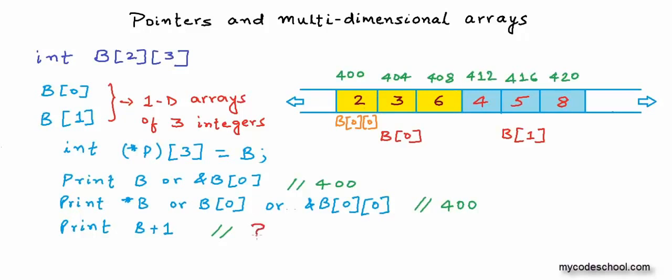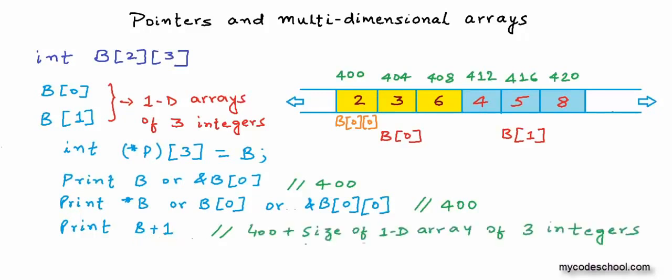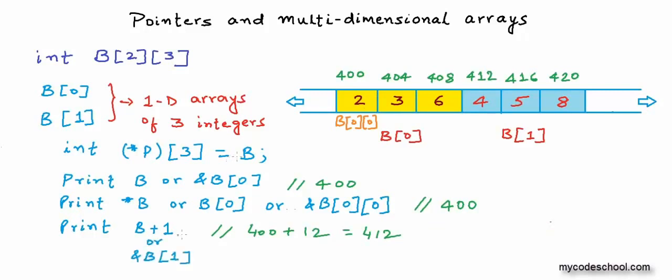The address of a block is the address of the first byte in the block. Okay, so what will be the value of b plus 1? B this time is returning us a pointer to a one-dimensional array of 3 integers. So if I do pointer arithmetic like adding 1, we are moving to the next 1D array of 3 integers. So we will be moving to address 400 plus the size of a one-dimensional array of 3 integers in bytes. So the output will be 412, which makes sense because b plus 1 is the same as ampersand b1, or address of b1, and the address of b1 is 412.